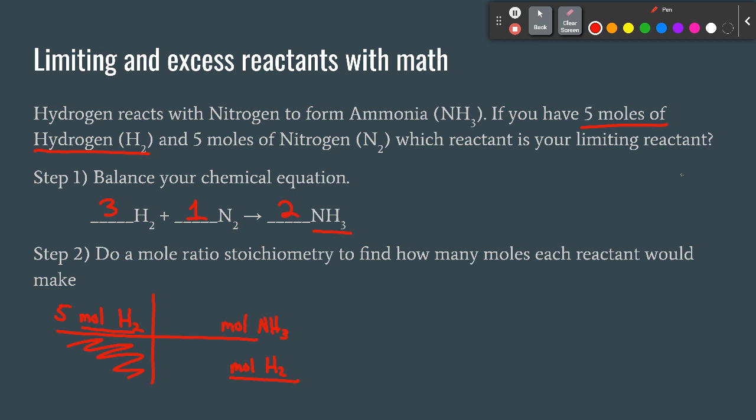Now we can use the numbers from our balanced chemical reaction to fill in the blanks here. So the number beside NH3 is a 2, and the number beside H2 is a 3. So we're going to do 5 times 2 divided by 3, which gives me like 3.33. That's how many moles of NH3 I can make if my limiting reactant is hydrogen.